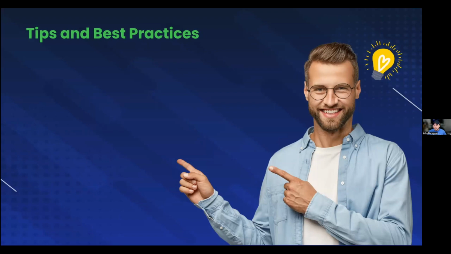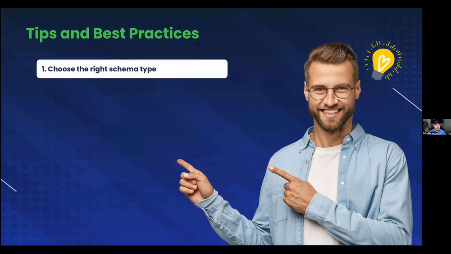Tips and best practices. Choose the right schema type, or as close to it as you possibly can. I mentioned earlier, let's say that you're a pressure washer in the Orlando area. You're not really going to have a pressure washer category for your local schema, so I would just choose local business. Then I would fill out the rest of the information after choosing that category.